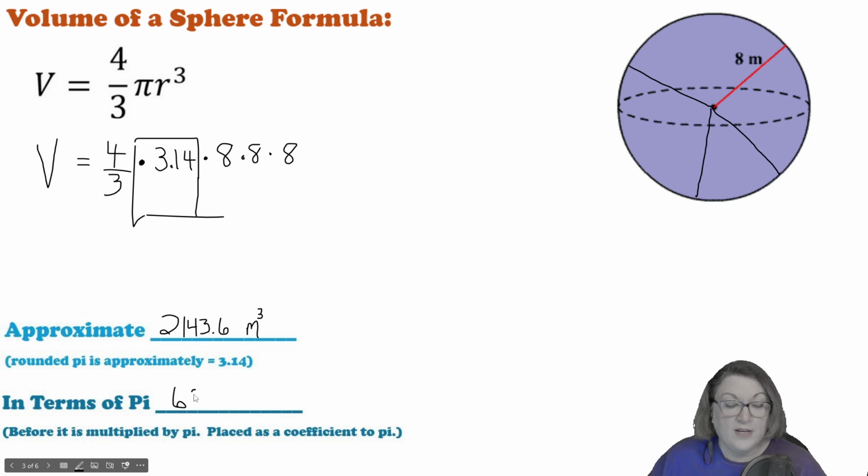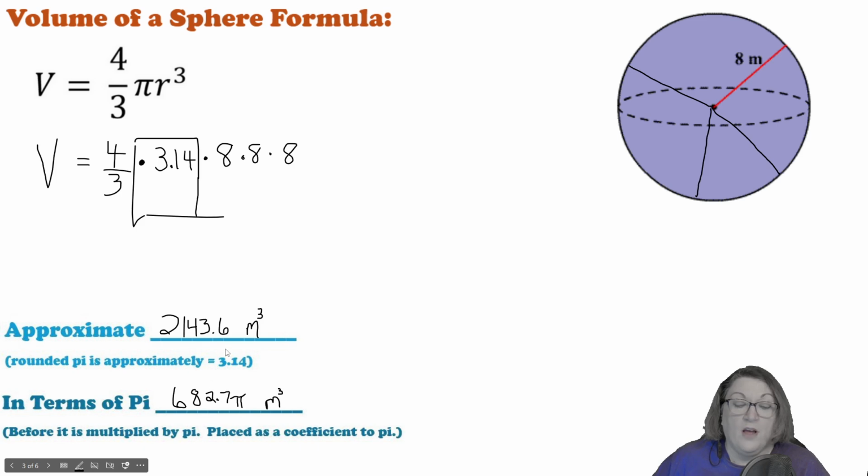Okay, so 682.7 when we rounded it. And again, this is our in terms of pi answer. So we need to put that number next to the pi symbol. And again, it's meters cubed for our units. And we are done giving our answer in terms of pi and also the approximate volume.